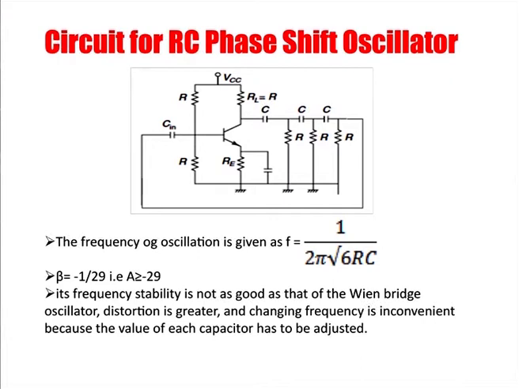But as far as the RC phase shift oscillator is concerned, its frequency stability is not as good as that of the Wien bridge oscillator, which we will be discussing next. The distortion is greater, and moreover, if we want to change the frequency of oscillations, then we have to change the value of all the three C and all the three R's of the three RC circuits, and the simultaneous variation of all the three capacitors and all the three resistances is a tedious job to be done. So, varying the frequency is quite a difficult job in case of RC phase shift oscillator.